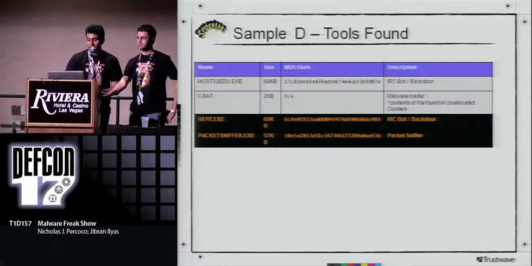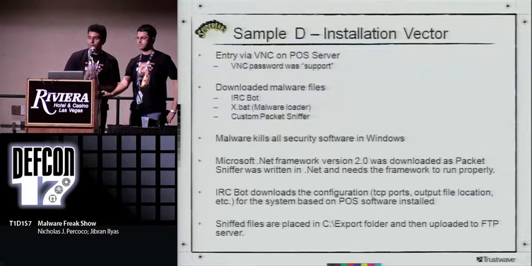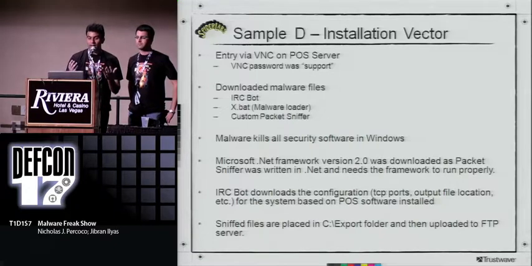This is basically the malware list from that system. And what I want to show here is that this malware is kind of special because it has an IRC bot. When you install the malware, it looks for a POS application version, and then it creates the malware on site, and it tells the malware to monitor the ports of that specific point of sale system. So this IRC bot does that, and then there's a custom packet sniffer, and all the data is placed in a C export folder and then uploaded to an FTP server.